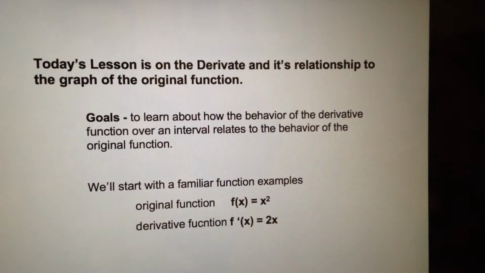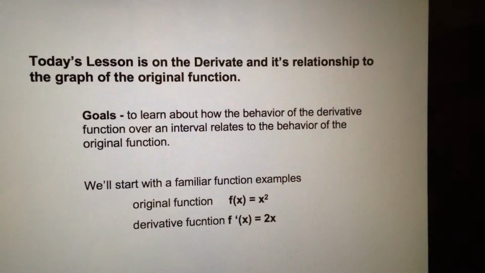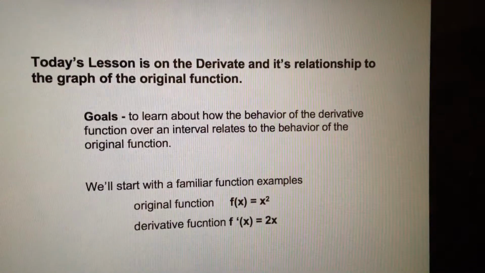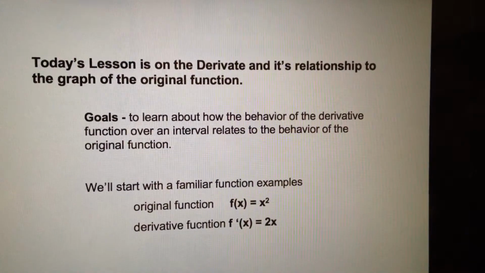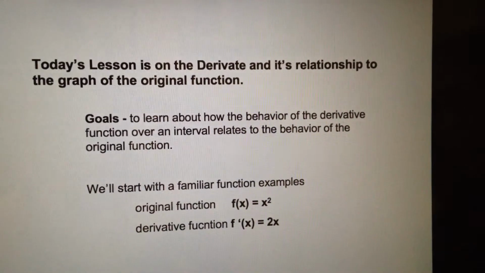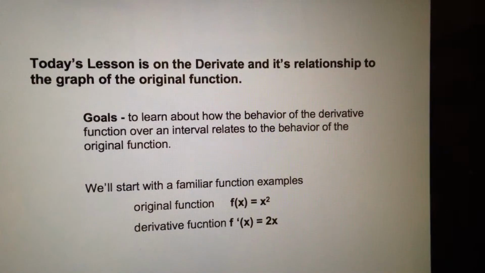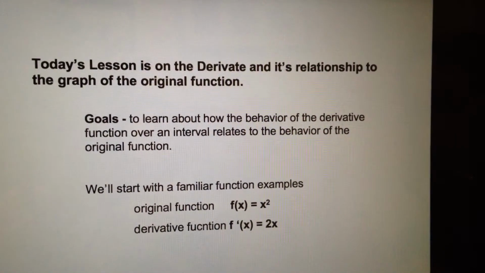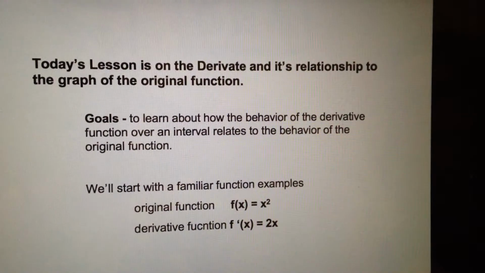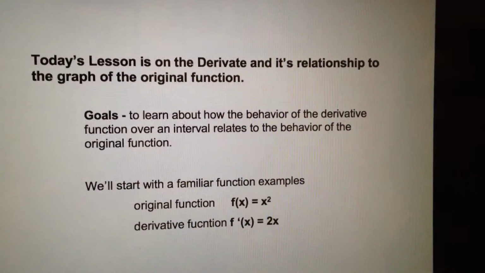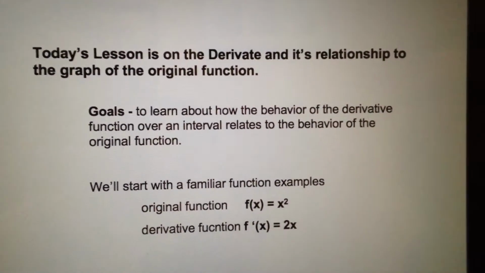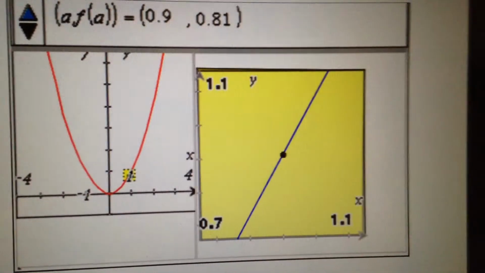Okay, today's lesson is on how we can use a derivative function to tell us things about the graph of the original function. We'll see the behavior of the derivative and its relationship to the behavior of the original function. We're going to start with a familiar example, the parabola f of x equals x squared. And the derivative of this function, f prime of x, would be 2x.